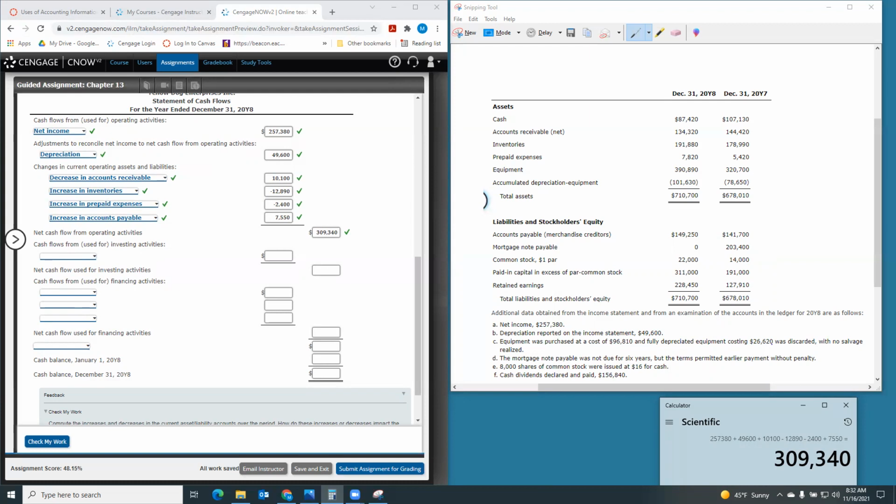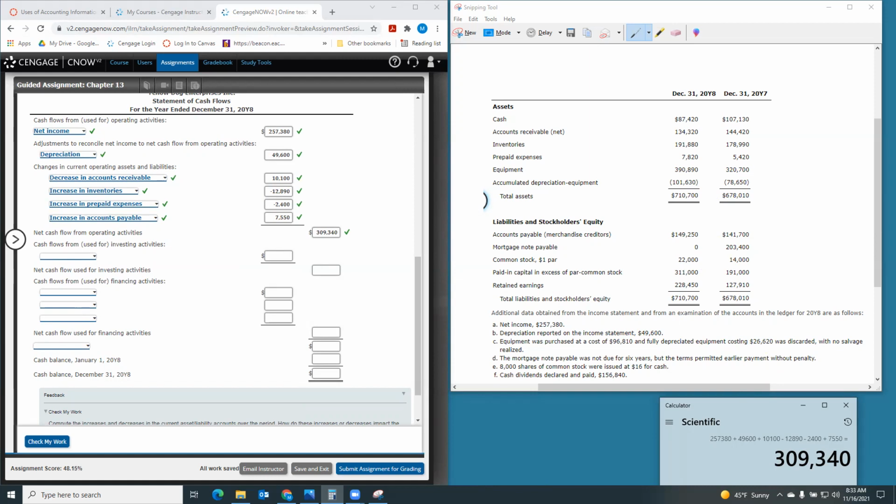And so we can see that we actually paid $96,810 in cash for new equipment. We could check that if we wanted to by doing a T account, where in essence we would say at the beginning of the period, equipment had a debit balance of $320,700. At the end of the period, it had a debit balance of $390,890.